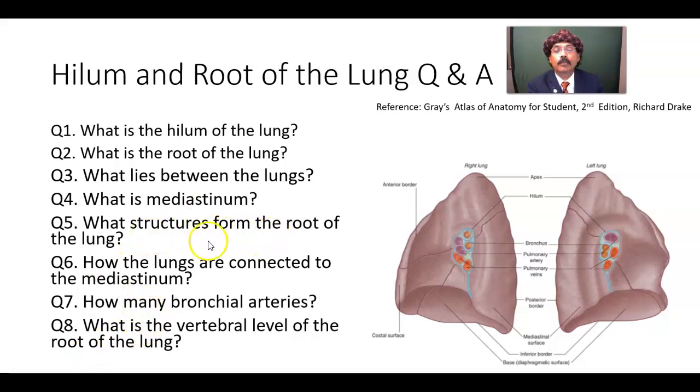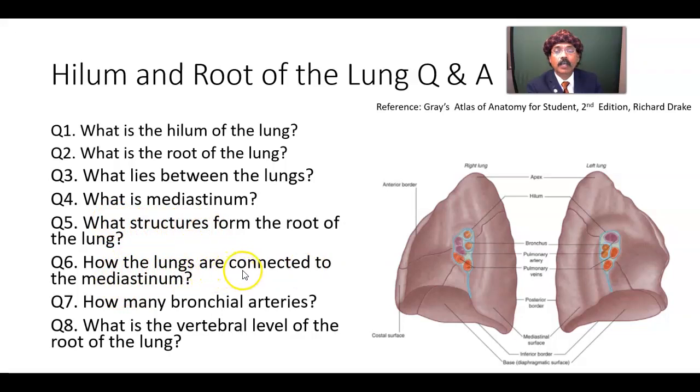What structures form the root of the lung? Again, we have the bronchus, the pulmonary artery, the pulmonary veins. We should have the bronchial artery. We should have the sympathetic, parasympathetic nerves, the visceral efferent nerves. We should have the bronchopulmonary lymph nodes or hilar lymph nodes, and certainly we should have loose areolar tissue that keeps all the structures together. Okay, so we got the structures forming the root of the lung.